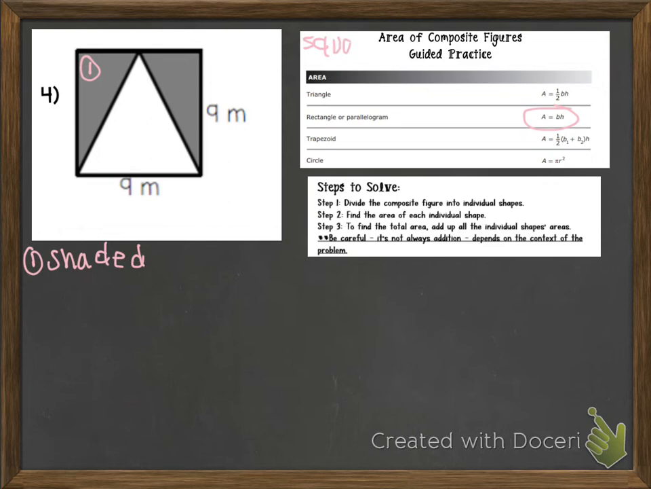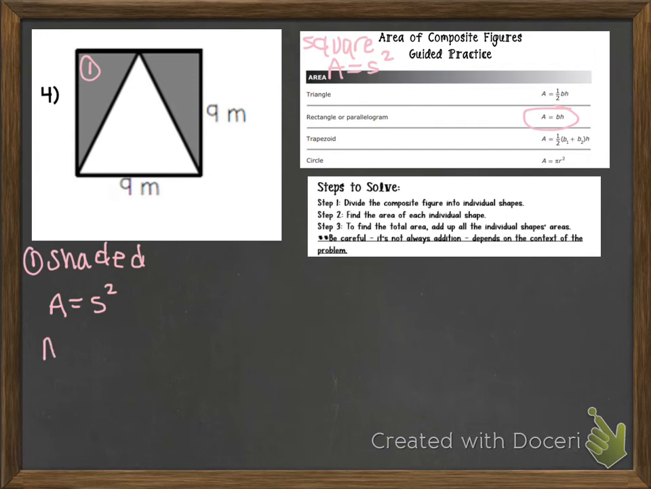Forgive my writing, my pen ran out. Area of a square is A equals S squared. So I would appreciate that you write that on the front of your paper, please. Okay. So for your shaded, we're going to do area of a square, which is A equals S squared.